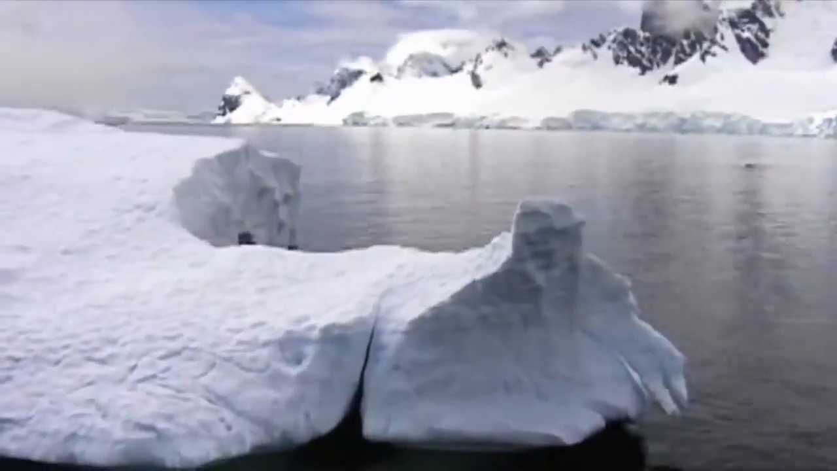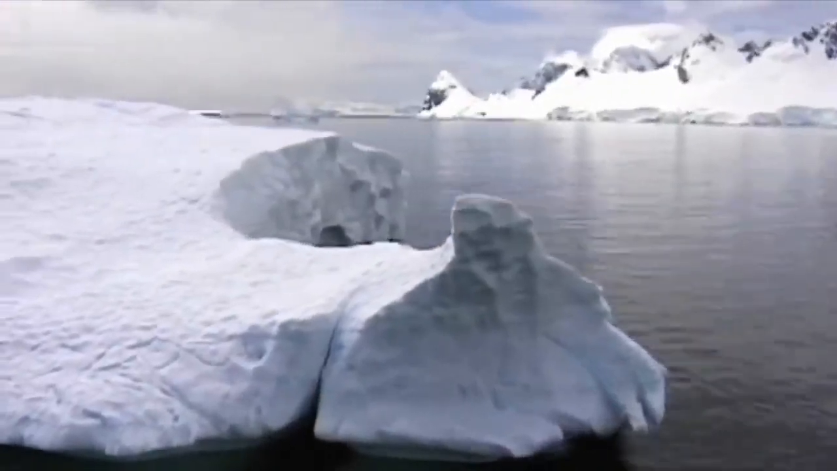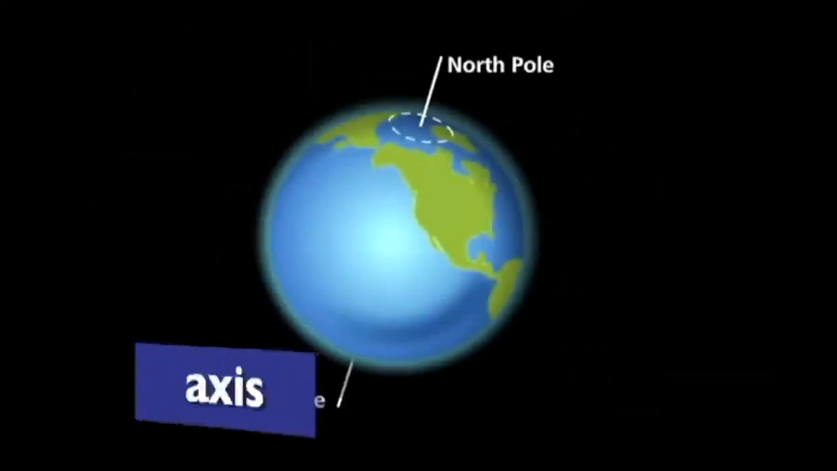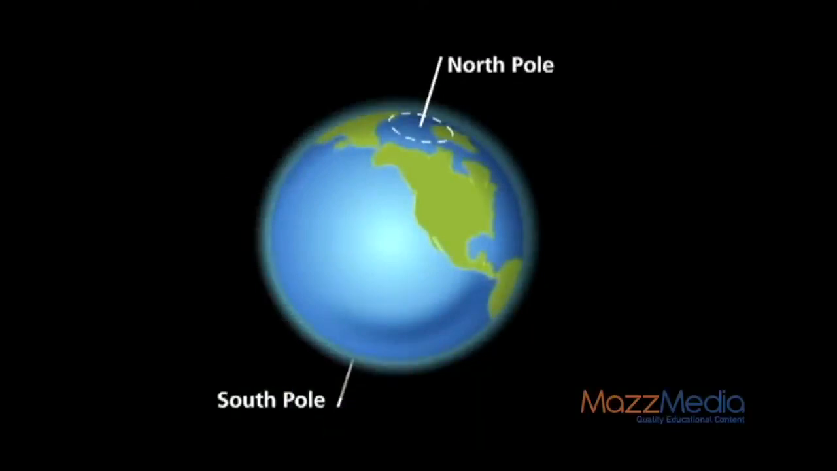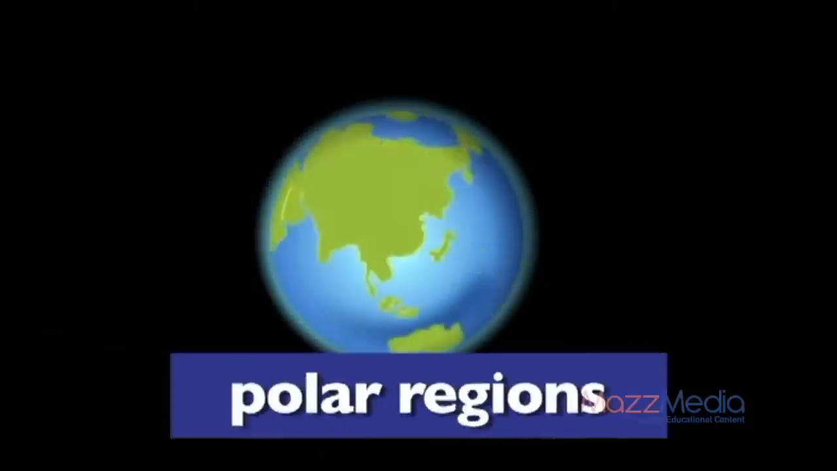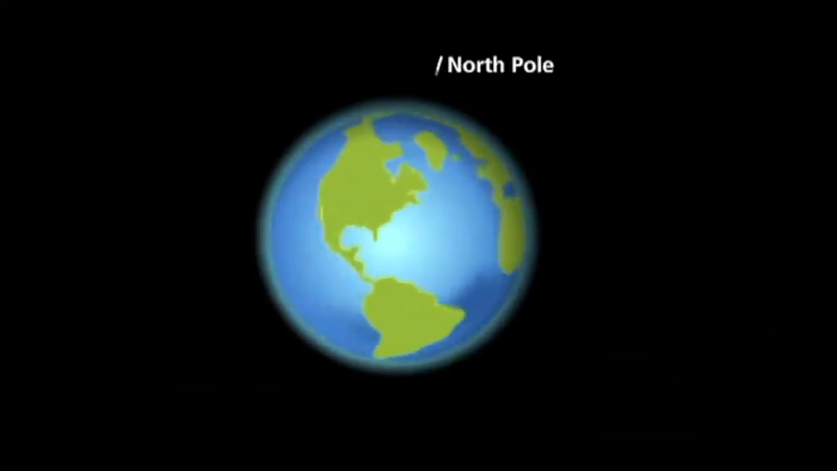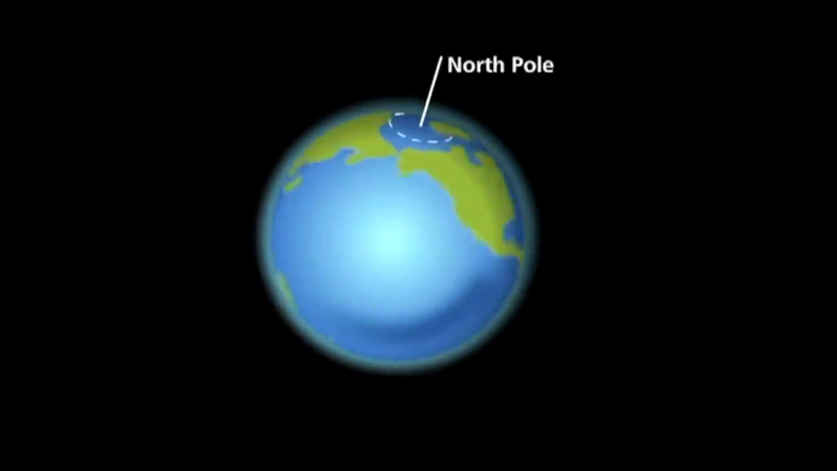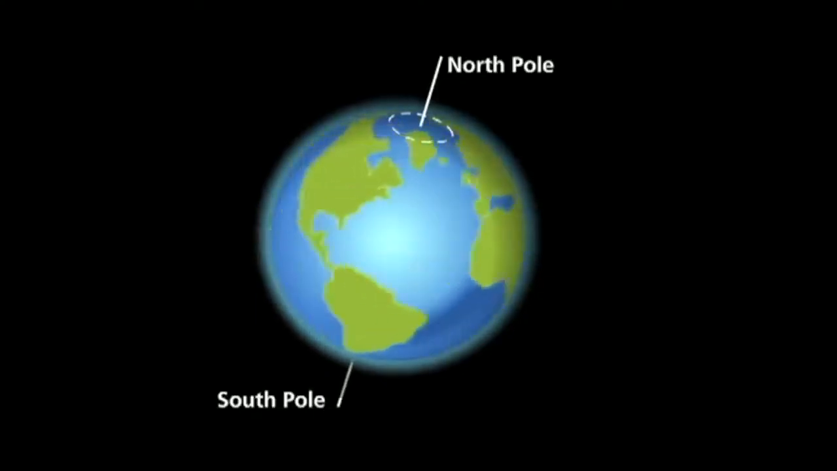The coldest places on Earth are the polar regions. You'll find the poles at either end of the Earth's axis. Axis is the name we give to the imaginary line that goes through the middle of the Earth. The North Pole is at the northern end of the axis. It's located in the middle of the Arctic Ocean, surrounded by ice and snow, and is always frozen. The South Pole is at the southern end of the axis. The South Pole is on land on the continent of Antarctica. It's always surrounded by snow and ice because it is so cold.